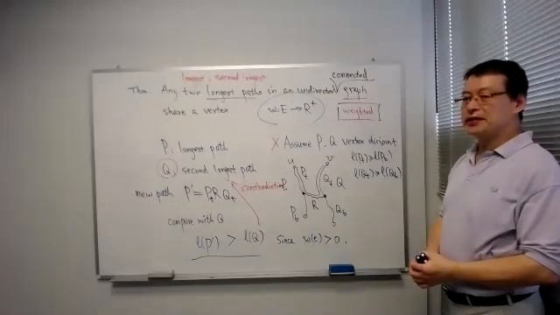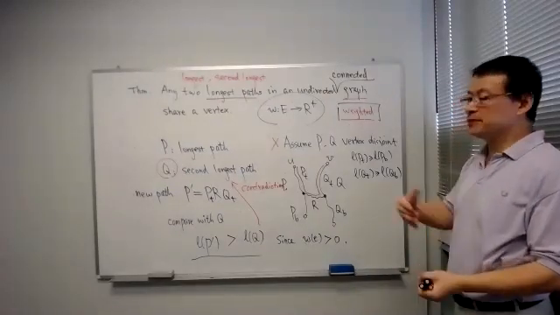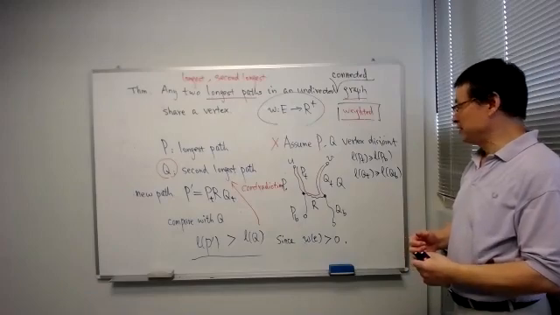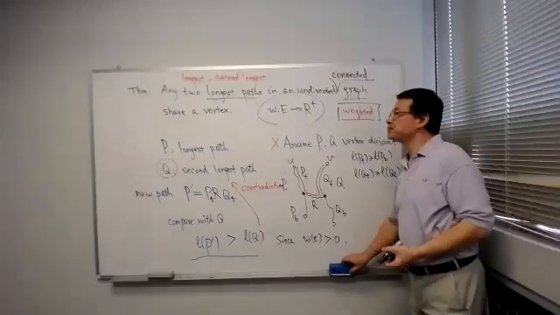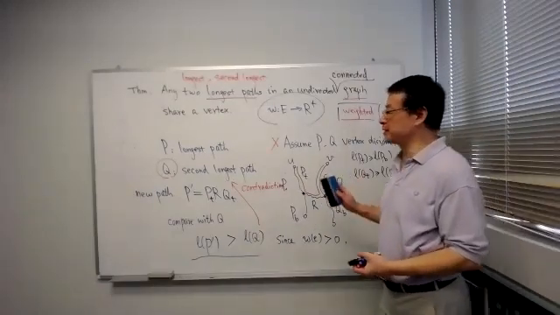The third example is a kind of algorithmic one, which has something to do with actually finding the path. Okay, let's see. I will finish with this example.